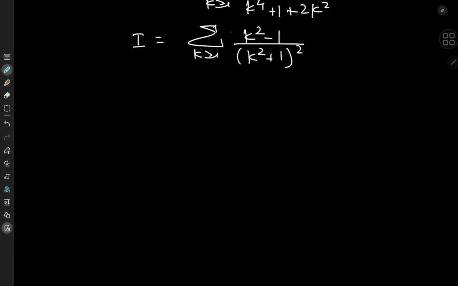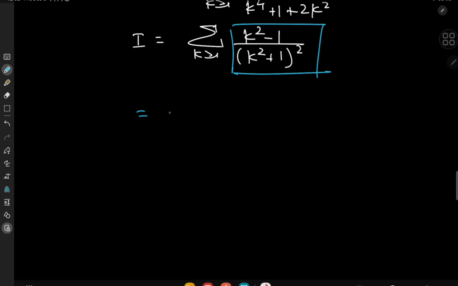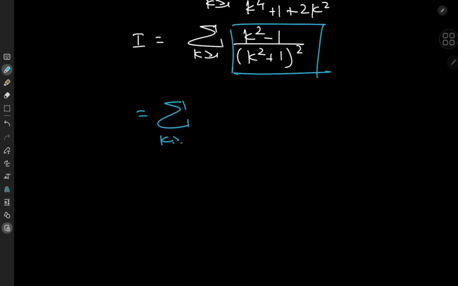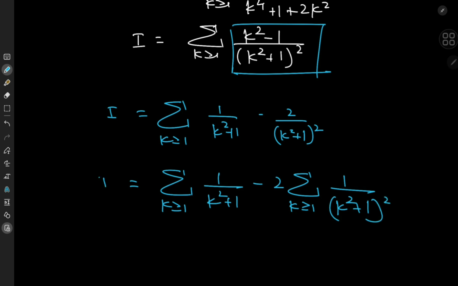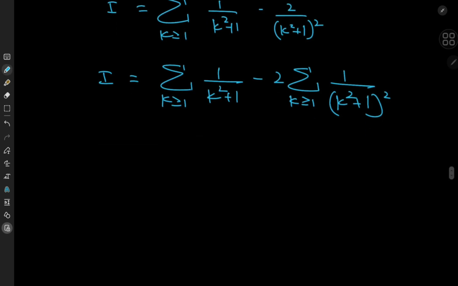And what we need now is a quick partial fraction decomposition that I'm just going to write out because, well, it's trivial. We have the sum over k of 1 by k squared plus 1 minus 2 divided by k squared plus 1 squared. Okay, so I have two infinite series now. One is the sum over the positive integers k of 1 by k squared plus 1 minus twice the sum over k again of 1 by k squared plus 1 squared. So how exactly do we deal with these infinite series?